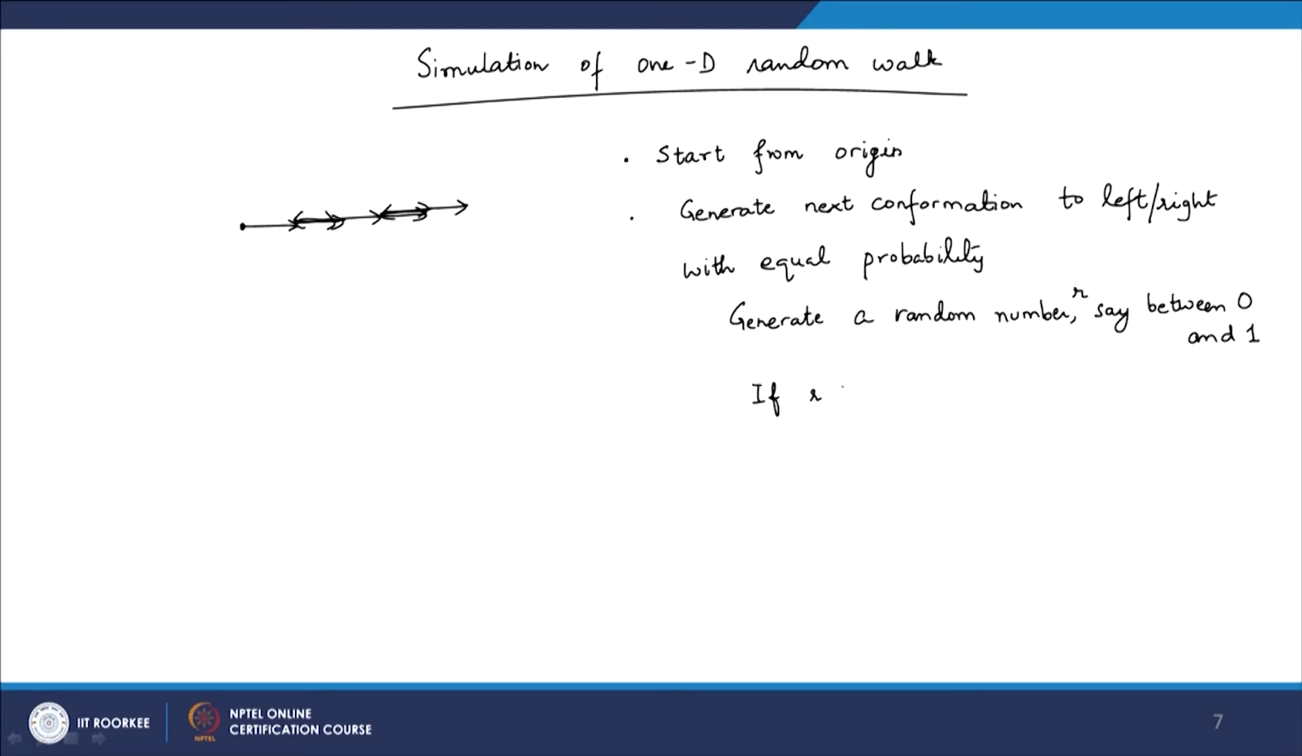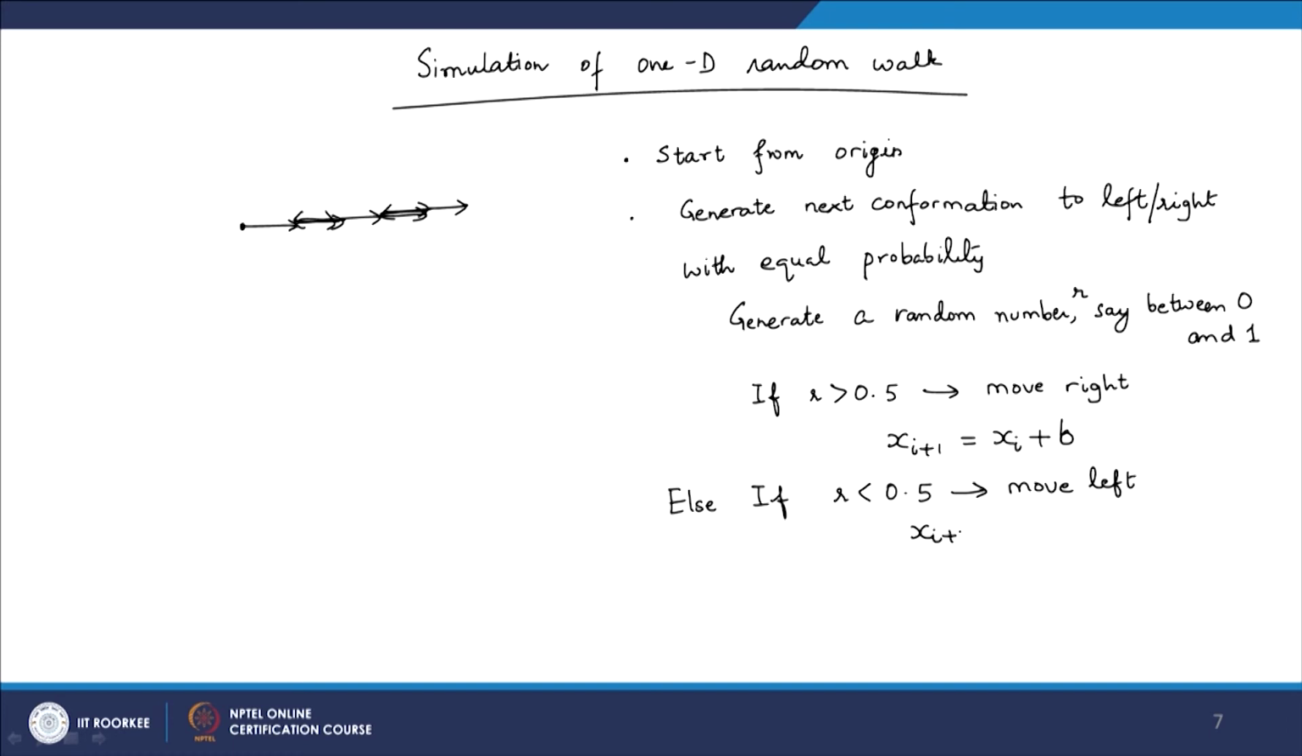If r is higher than say 0.5, we move to the right, that is we do x_{i+1} = x_i + b, else if r is less than 0.5, we move to the left with x_{i+1} = x_i - b, and then we repeat for m steps, and then repeat for a large number of conformations.